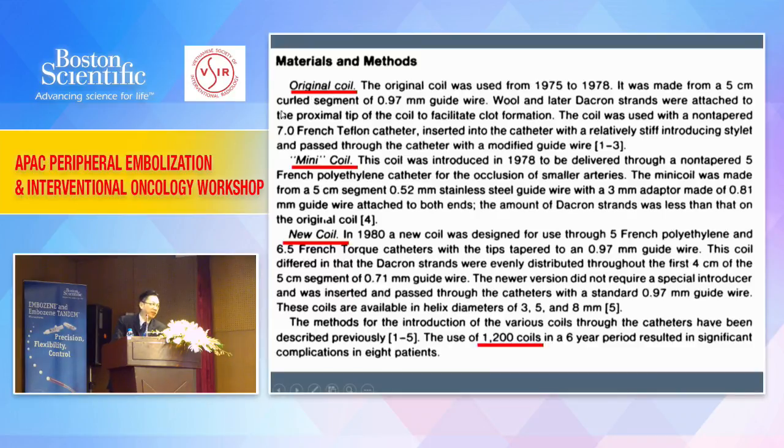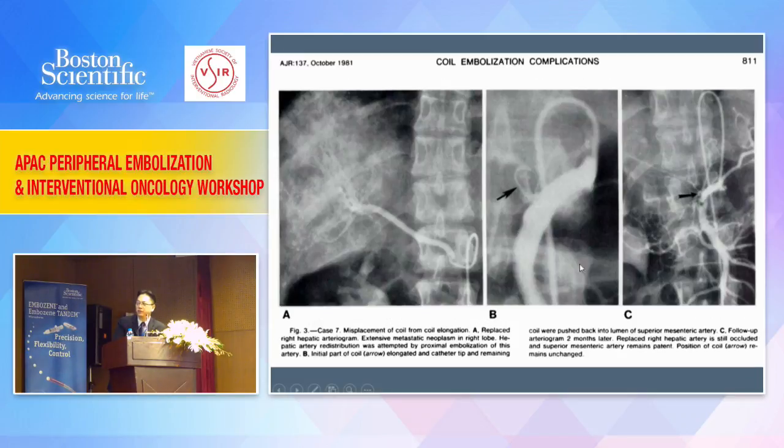This is a handmade guide wire sheet. Then the mini coil, smaller, half the size, and the new coil, which were supposedly very advanced in those days, in 1980, of course, rudimentary, and those are pushable coils, pushable, you drop wherever it is, and in this case, we replace the optic artery.